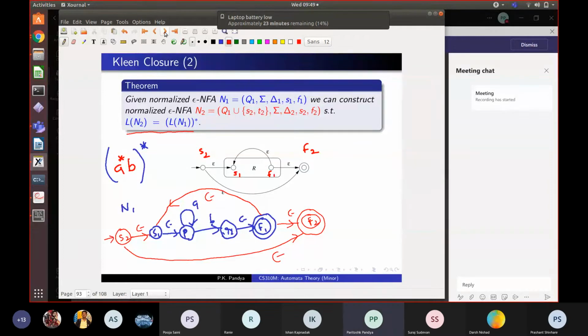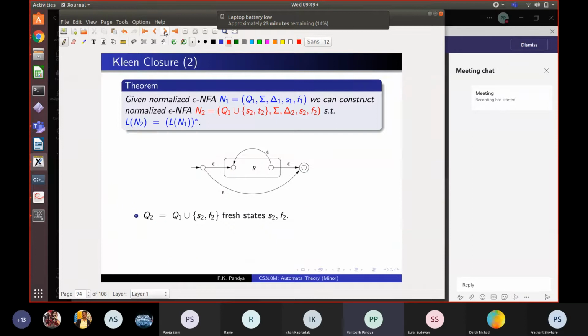How do we give this construction in 5-tuple notation? Well, my N2 is an automaton whose set of states is the states in Q1 union these two states S2 and F2. Okay, so two fresh states S2 and F2. We have already said that the start state of the new automaton will be this added S2 and the final state will be F2, right? So that is clear. Now what are the transitions?